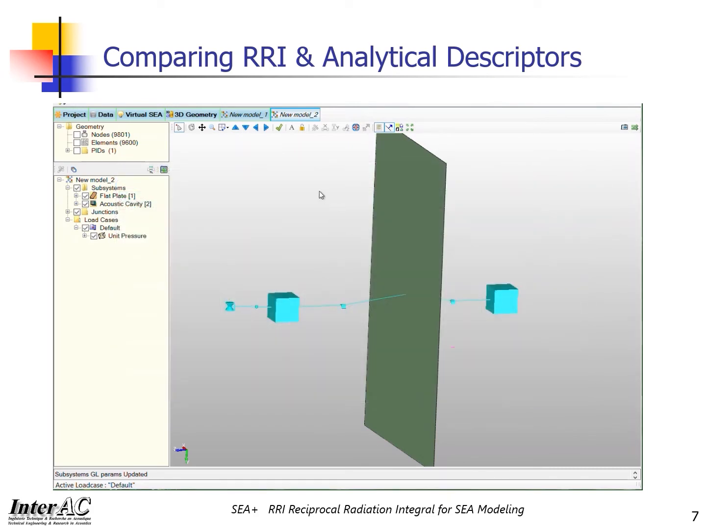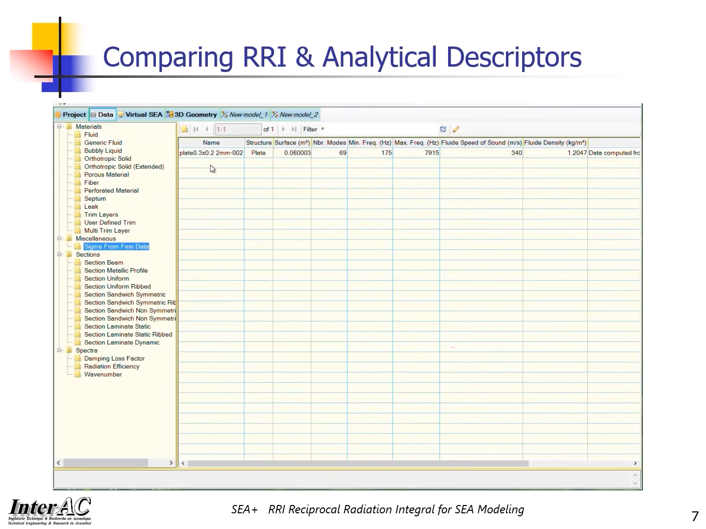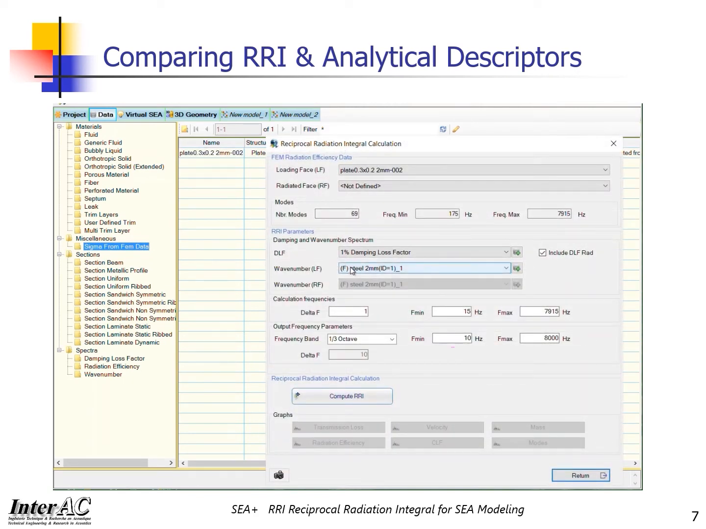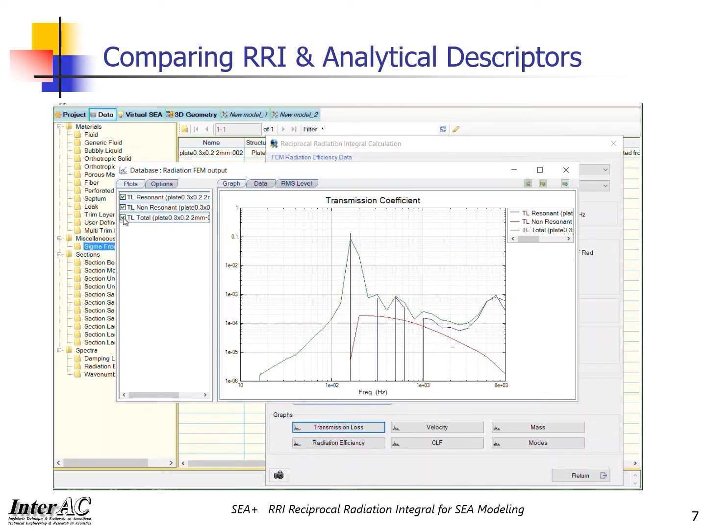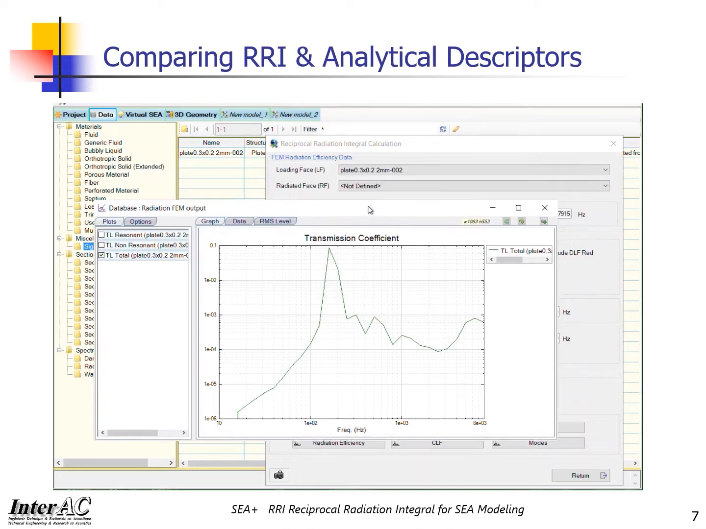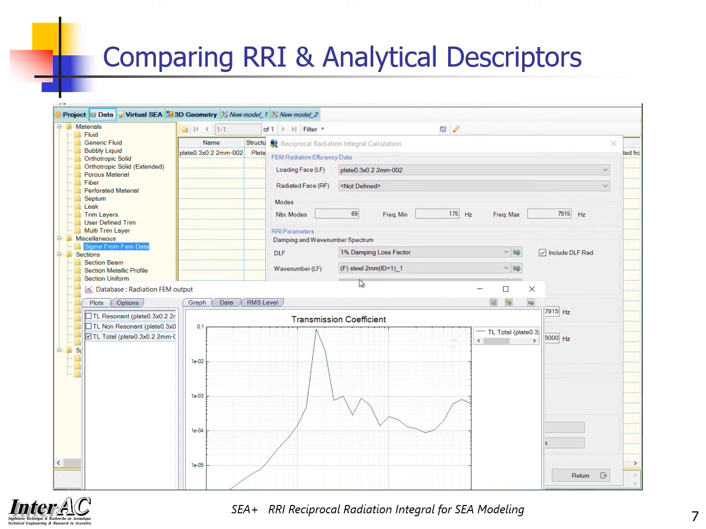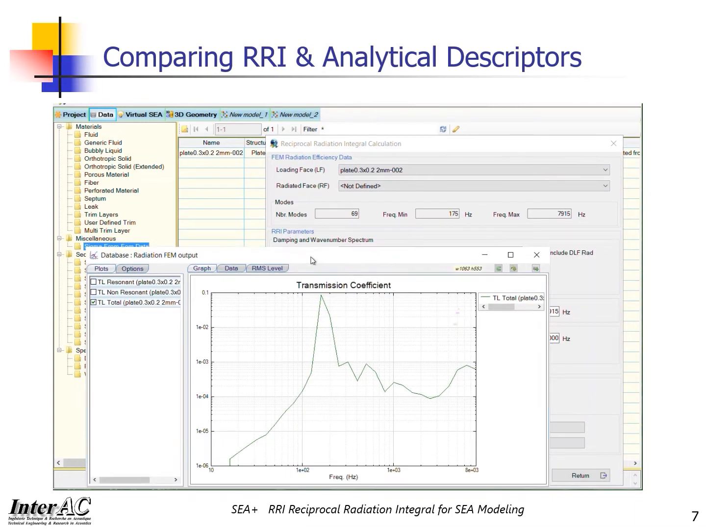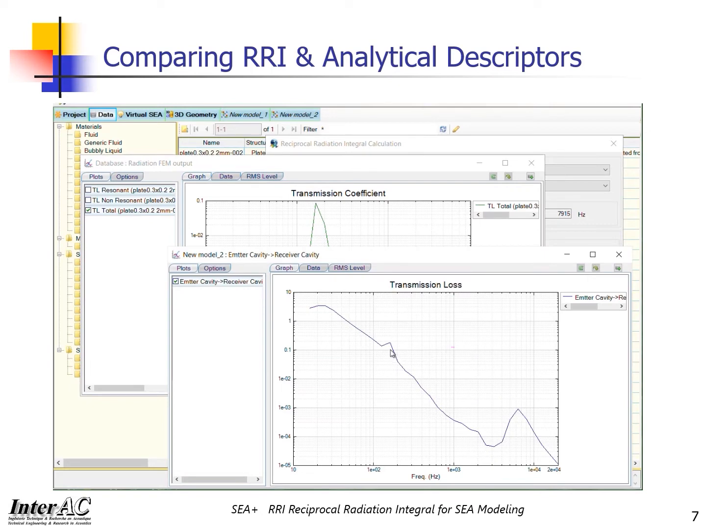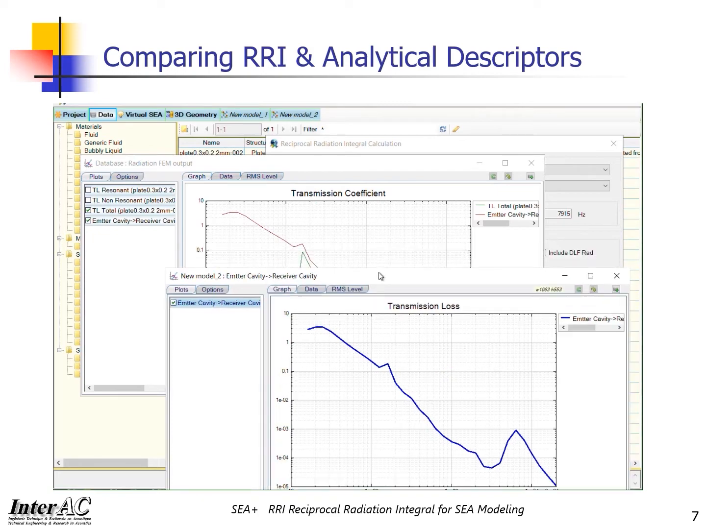So now, if I go back to the database, it should be allocated directly because there is only one wave number in the database. So now I can compute RRI and compare transmission loss. This is the transmission coefficient computed by RRI. Okay, and then Control G. This is the one we compute with analytical calculation, and we look at it.